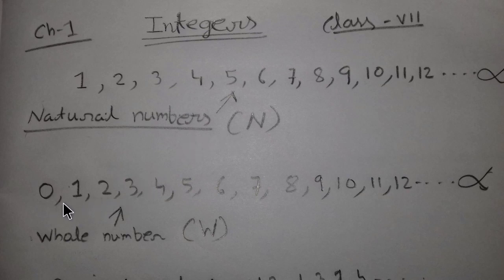And next there is another number series that you can see, but this time it's starting from 0. So 0, 1, 2, 3, 4, 5, 6, 7, 8, 9, 10, 11, 12 up to infinity. This set of numbers is called whole numbers. So you can see here the basic difference between natural numbers and whole numbers, that is 0. Whole numbers start with 0 and natural numbers start with 1.